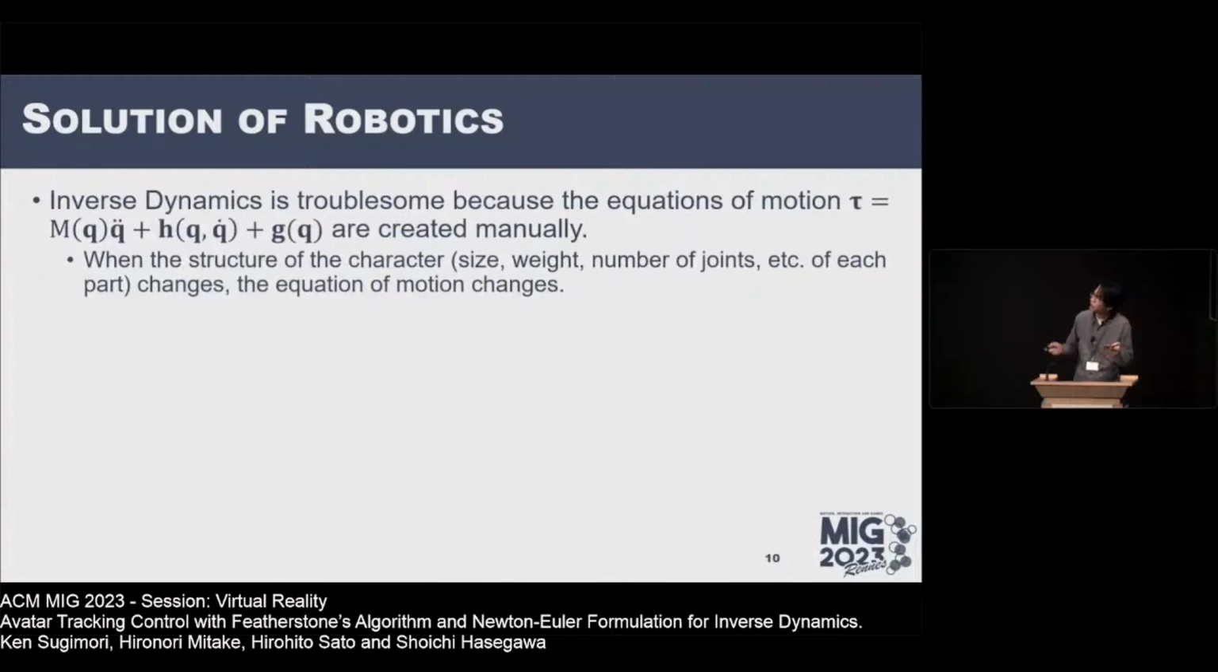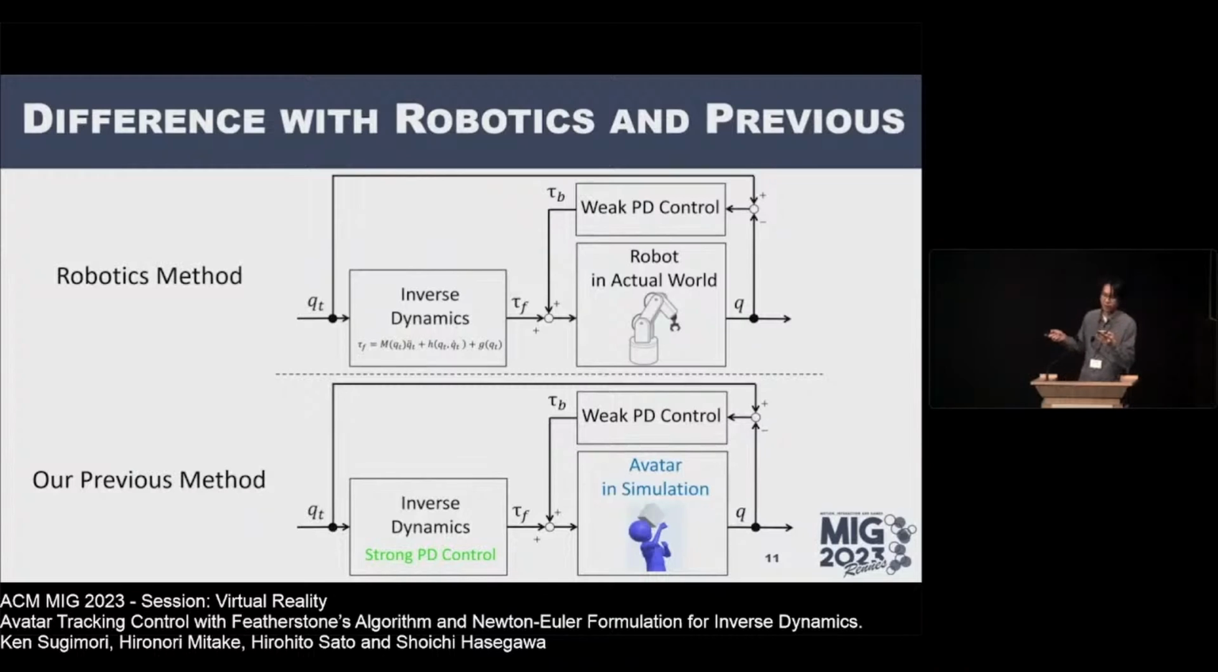But this inverse dynamics is troublesome because the equation of motion is created manually. In our case, when the structure of the character changes, the equation of motion changes. So we did previous research. This is our previous method. We used strong PD control for inverse dynamics. This method does not need to set up the equation of motion manually. Another difference is the target of control. In robotics, the target is a robot in the actual world. In our case, the target is an avatar in simulation.